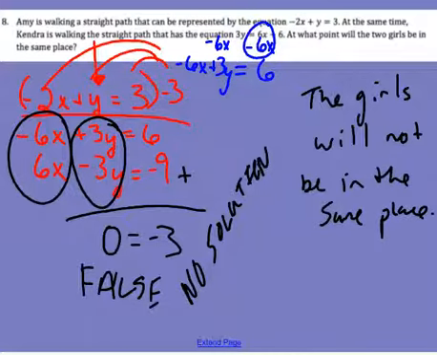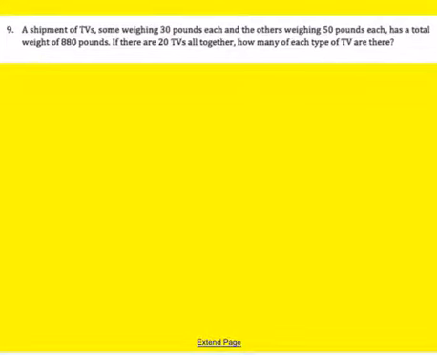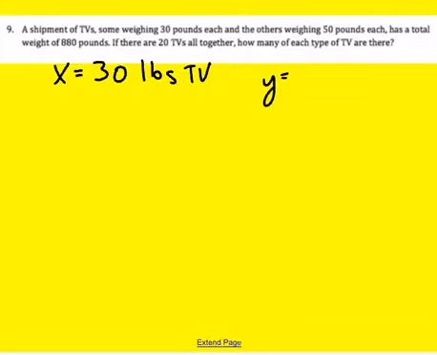Something I do a lot and I haven't done in this class yet is I am going to leave number 9 up to you guys to solve. I'm going to help you out. I'm going to tell you that x is equal to 30-pound TVs and y is equal to 50-pound TVs. That's how I set it up and solved it.